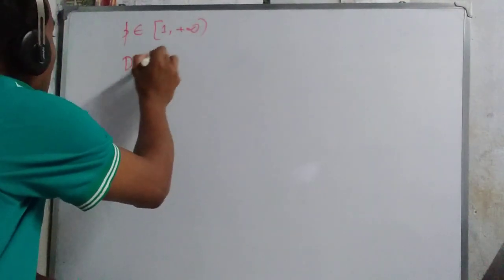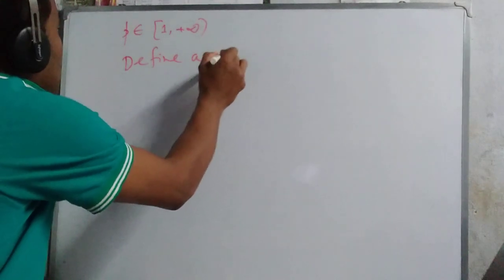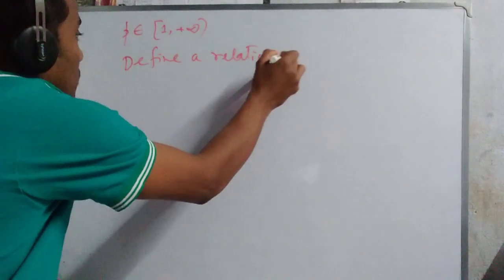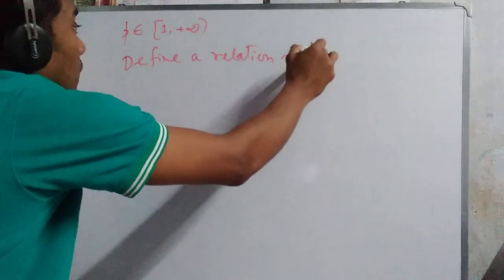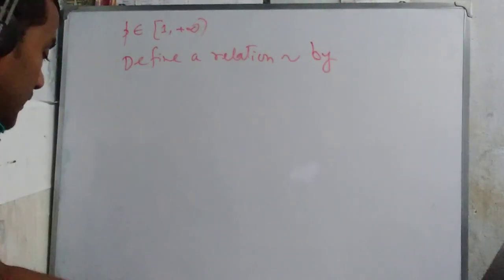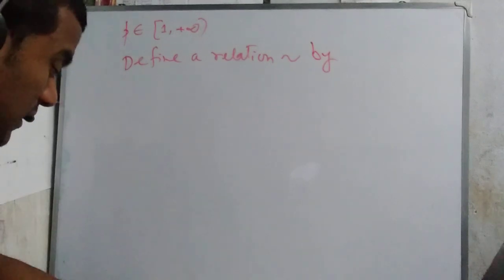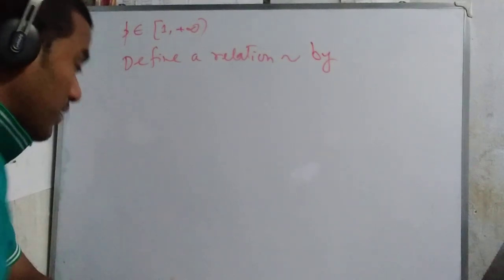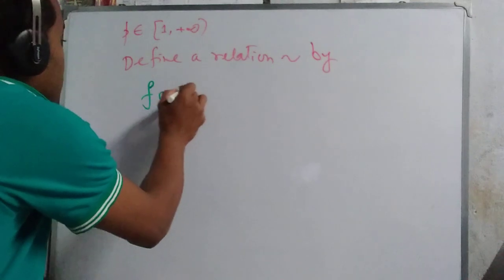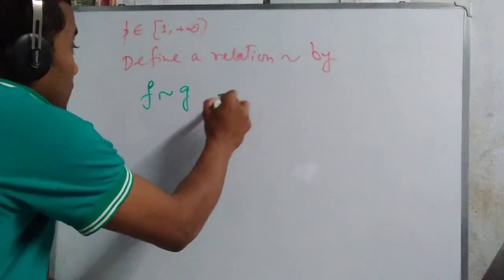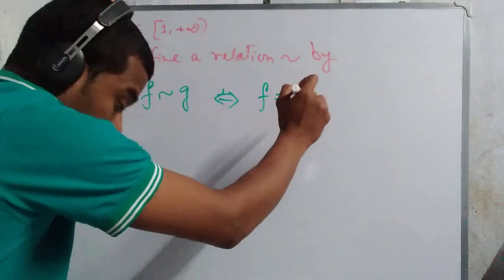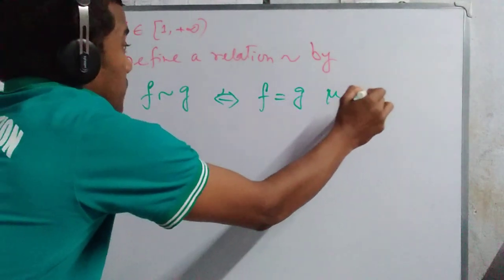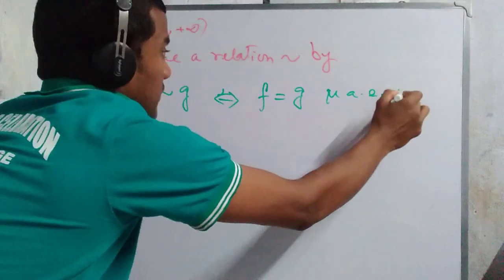So we define a relation on it. We write in this way, just one symbol: f tilde g if f equals g mu-almost everywhere on E.